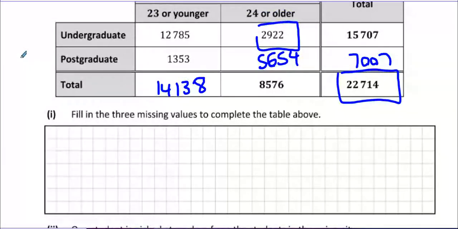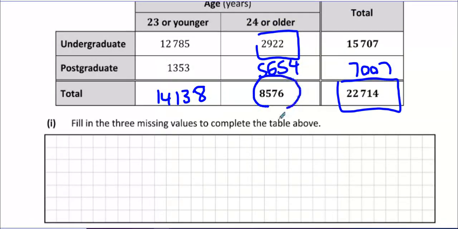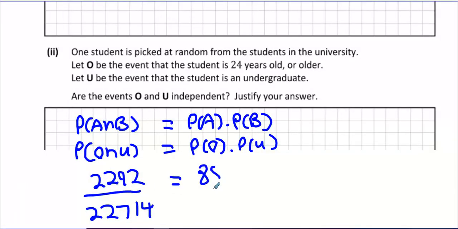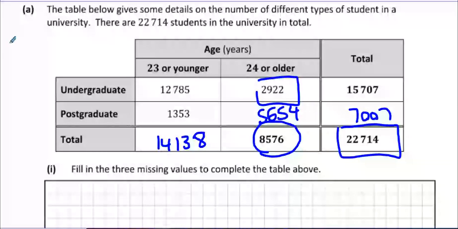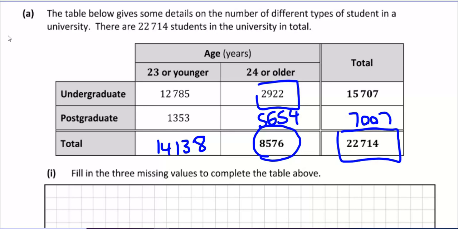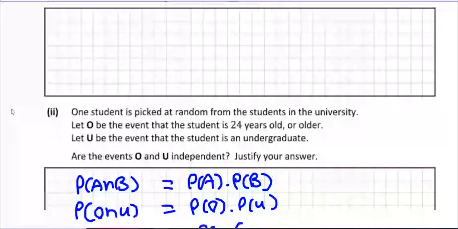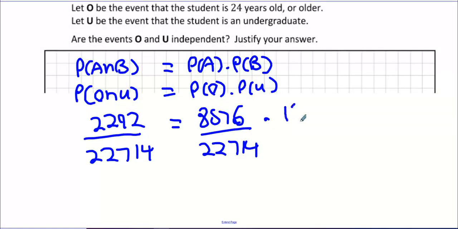Now, what's the probability of you being an older student? How many older students are there? 8,576 divided by how many? Out of 22,714. That's the probability that you're an older student. And what about probability of undergraduate? Just an undergraduate. 15707, yeah? 15707 divided by 22714. Okay.